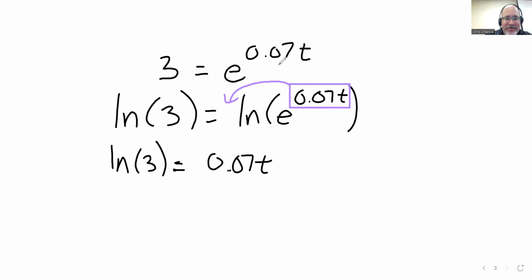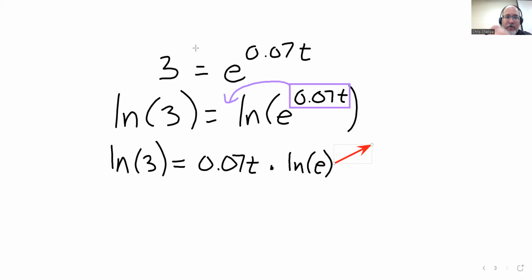and I didn't put that in parentheses because it is not a binomial, it's a single term, and therefore embedding it inside of a multiplication problem is not going to need them. 0.07t. Putting a multiplication problem inside of another multiplication problem does not invoke extra parentheses, but notice I have a natural log of e, and remember that if you ever see the natural log of e, it is equal to 1.